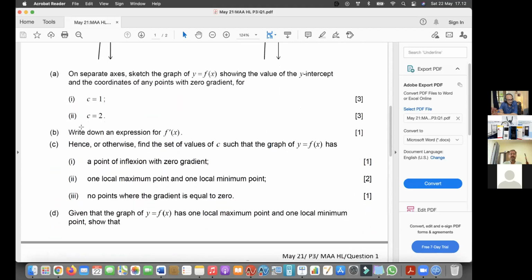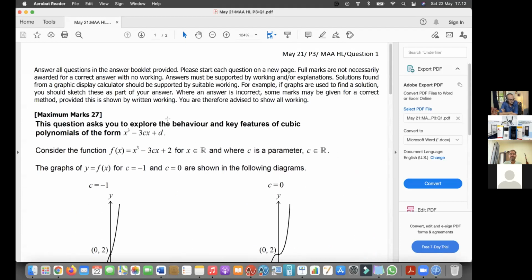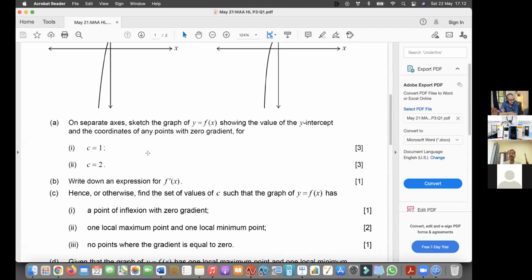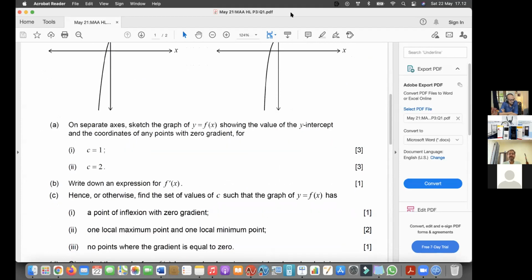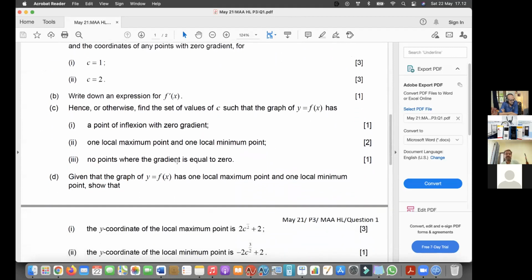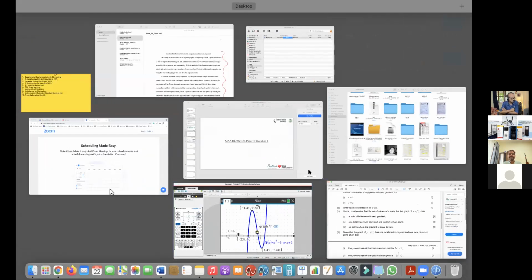Okay, moving on. Write down the expression for f prime x. F prime x, or sometimes some people call it f dash x. That's fine. This is the first derivative of f. So the first derivative of f(x), which is x cubed minus 3cx. This question has a point of inflection, zero gradient. Okay, so let's go and have a look at the board again.